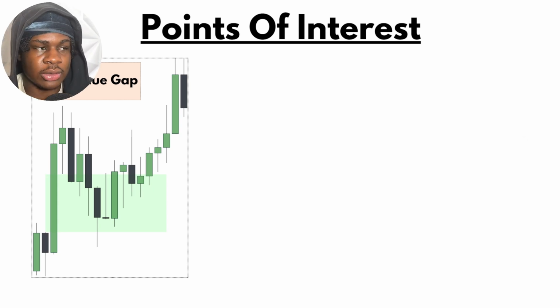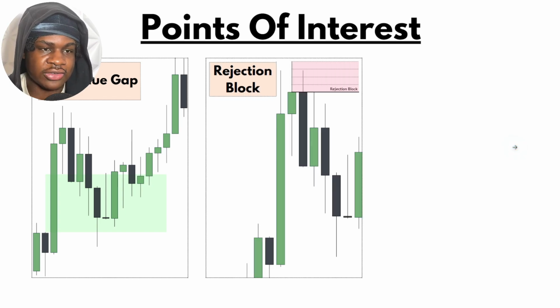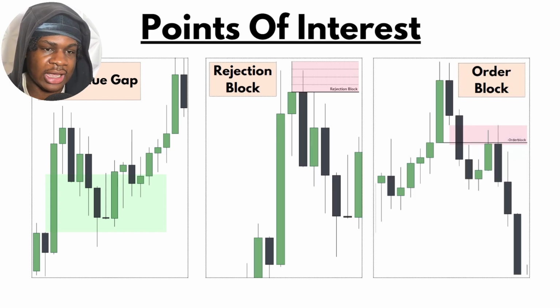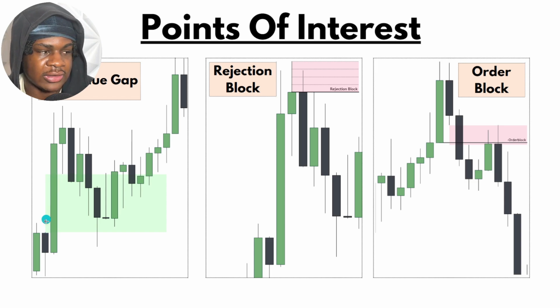Right, this is where we cover points of interest, right? The 3 points of interest that I like to use are fair value gaps, rejection blocks, as well as order blocks, right? A fair value gap is very simple. It's a 3 candlestick formation, where as you can see in this middle area, from this first candle's high to this third candle's low, we create this separation. Price comes back into that gap level to find support to push higher, right?